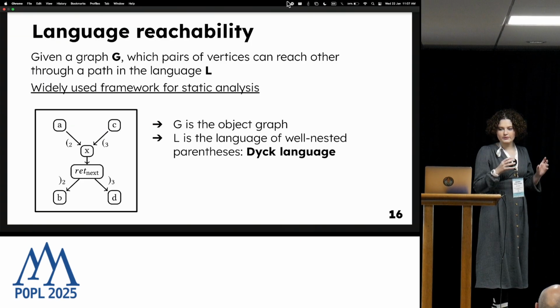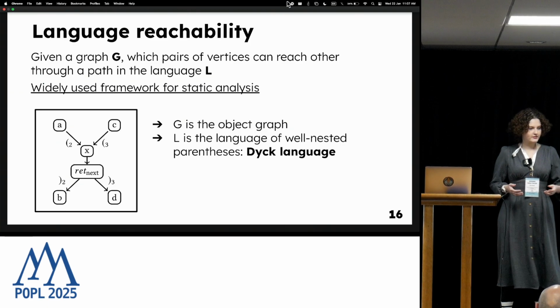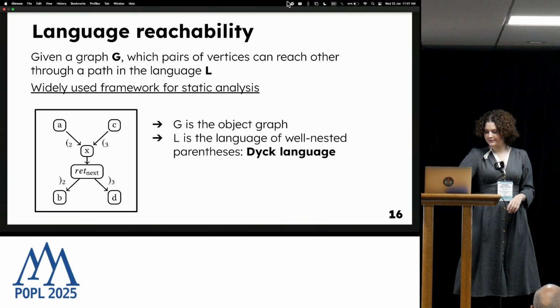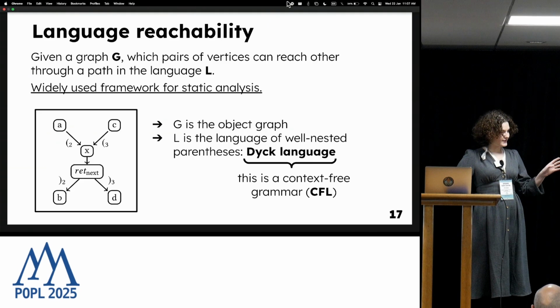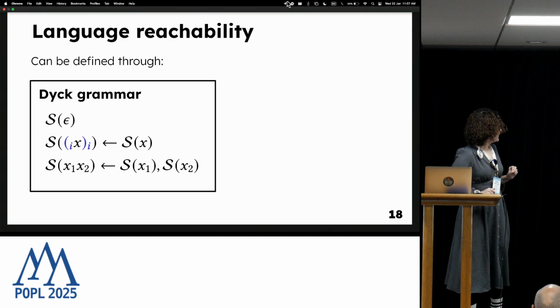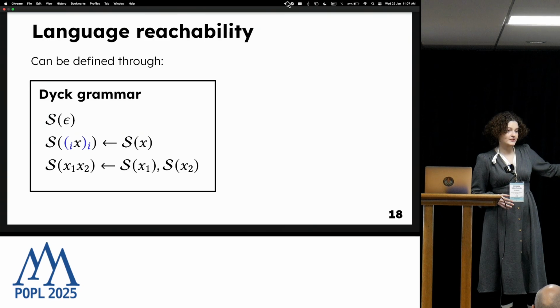In this case, our G is going to be this graph on the objects of the program, and our language L is going to be the language of well-nested parentheses, or well-nested brackets, which is the Dyck language. And the nice thing about the Dyck language is that it's a context-free language. It can be written this way. And I also want you to pay attention to slightly unusual notation because we're going to be expanding on this later.